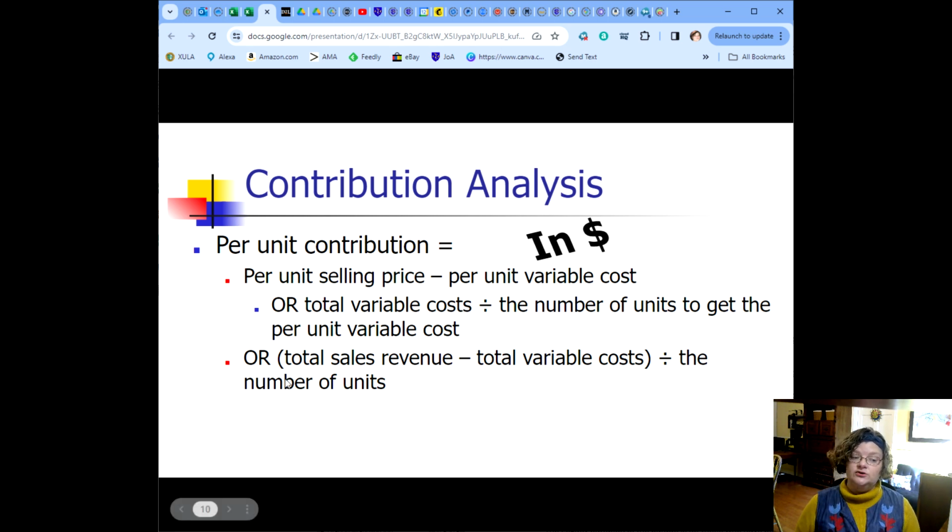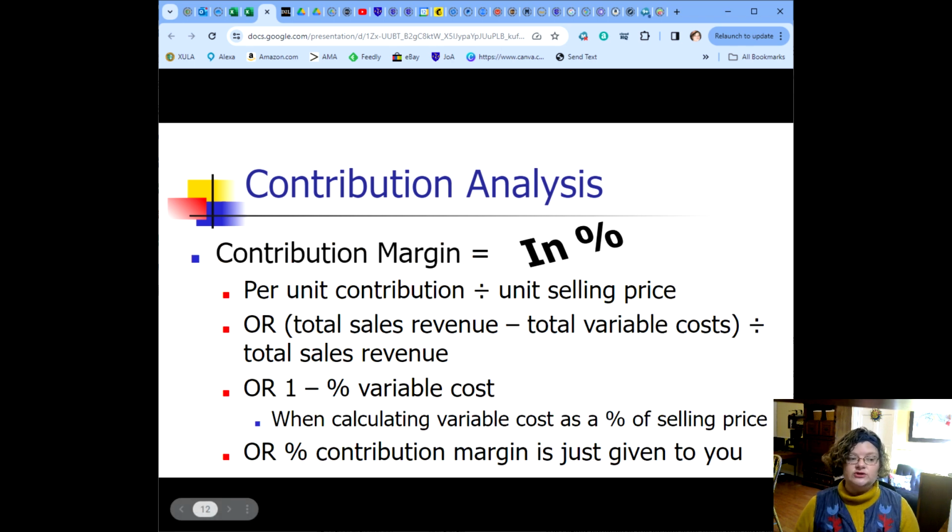Or you can take your total sales revenue minus your total variable costs and divide that answer by the number of units, and then that will be your per unit contribution. So a few ways to get it, but it basically all amounts to your per unit selling price minus your per unit variable cost. You can also do it by percentage.